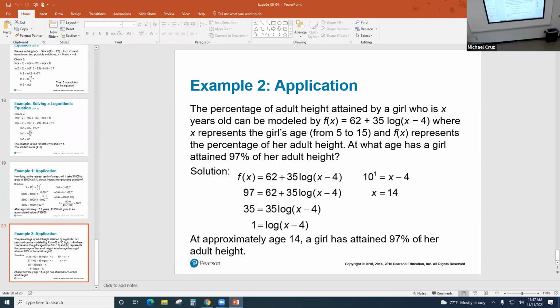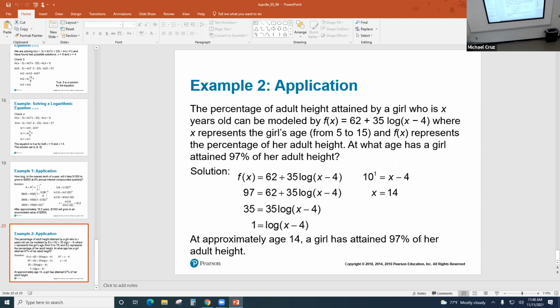All right, so this is another one. This is a pretty simple one here. The percentage of adult height attained by a girl who is x years old can be modeled by f of x equals 62 plus 35 times the logarithm of x minus 4, and x represents the girl's age from 5 to 15. At what age does a girl attain 97% of her adult height?